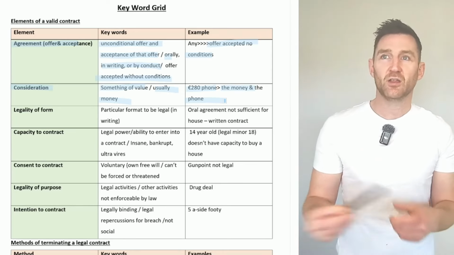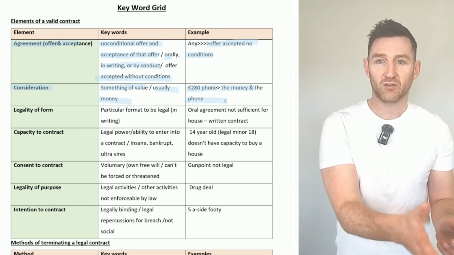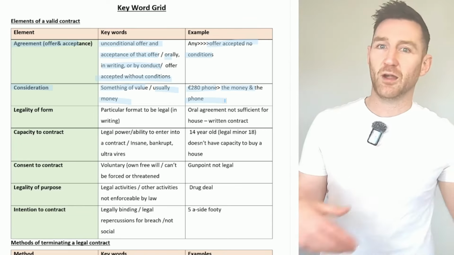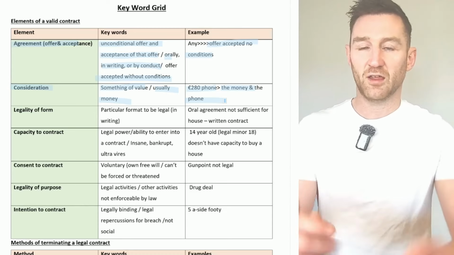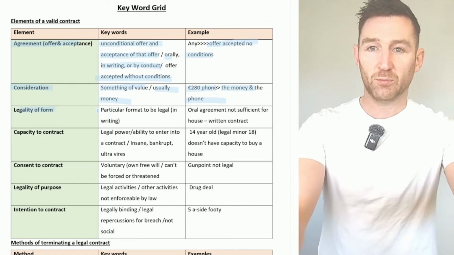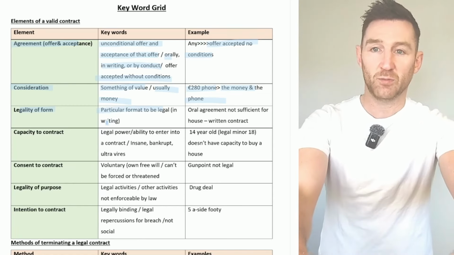So consideration, when you're explaining that something of value needs to be exchanged, it's usually money, could also be goods. For example, John buys a phone off Mary for 280 quid. The money and the phone are the consideration. Next element is legality of form. So some contracts must be in a particular format to be legal. So they must be in writing.